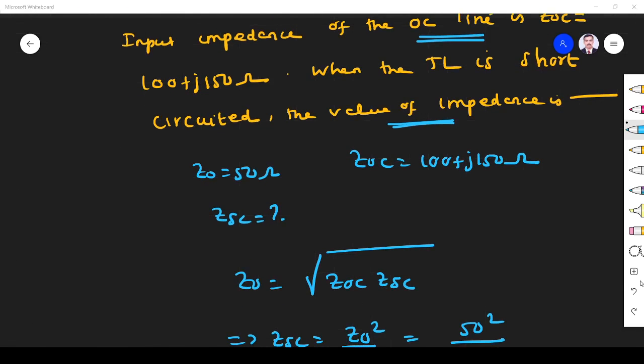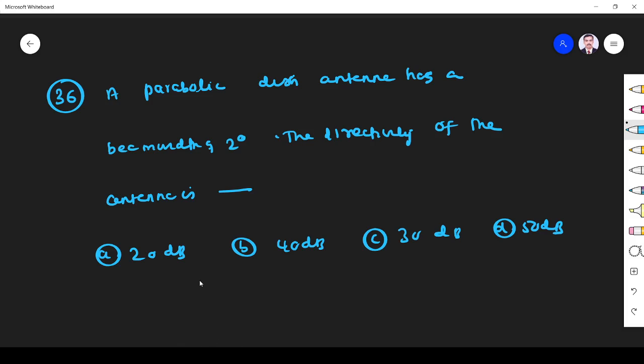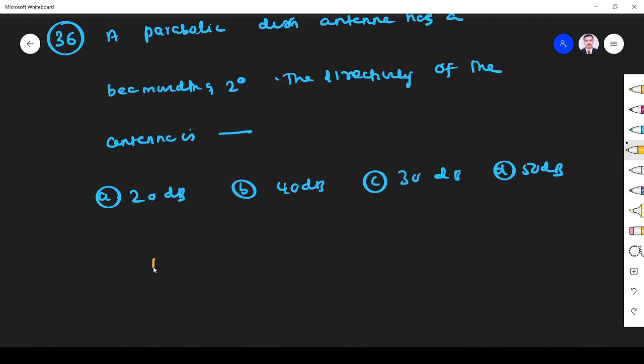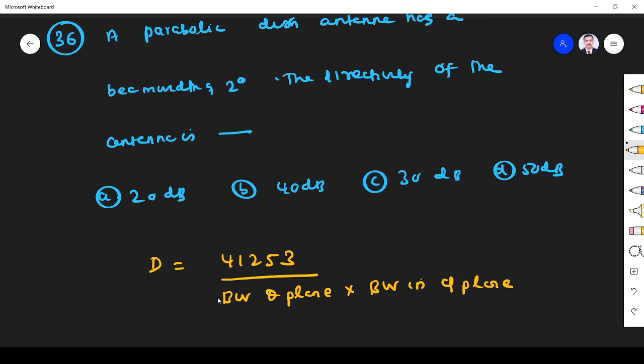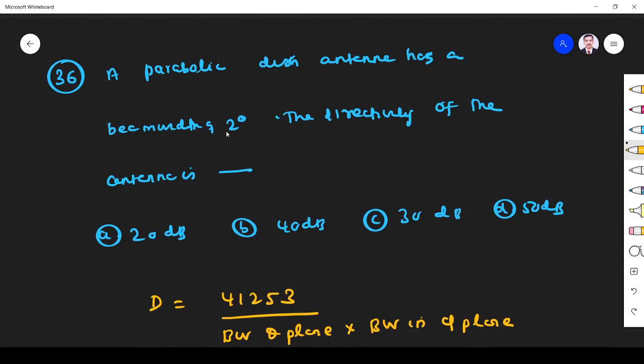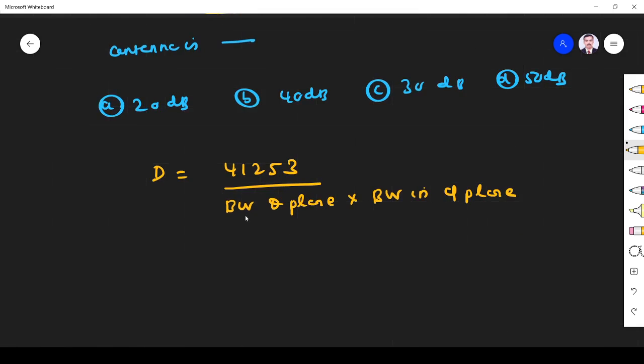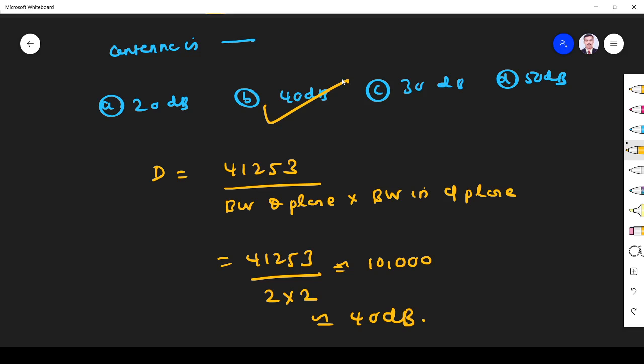Okay, next question is, a parabolic dish antenna has a beam width of 2 degree. The directivity of the antenna is approximately what? They are asking. So directivity of a dish antenna is given by D is equal to 41253 divided by beamwidth in theta plane multiplied by beamwidth in phi plane. So 3 dB beamwidth is 2 degree, they have given. It is beam width, not bandwidth. So 41253 divided by 2 into 2. What we get is approximately 10,000, which is approximately equal to 40 dB. So the answer is 40 dB.